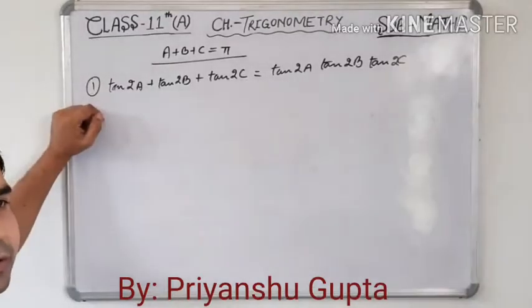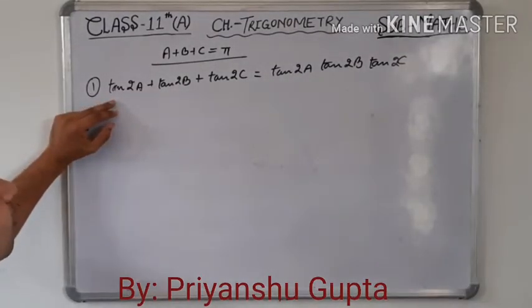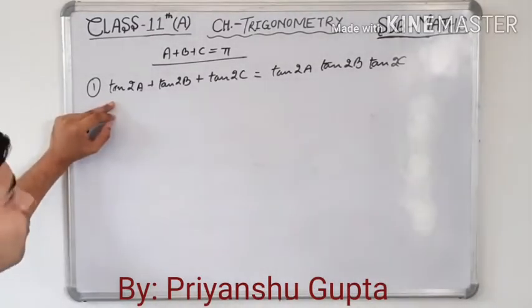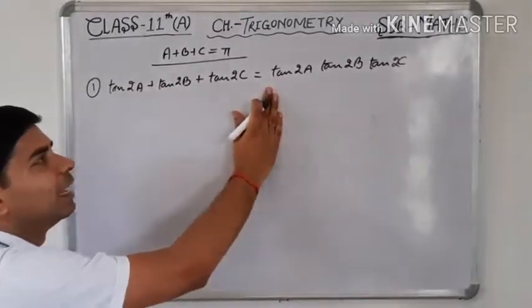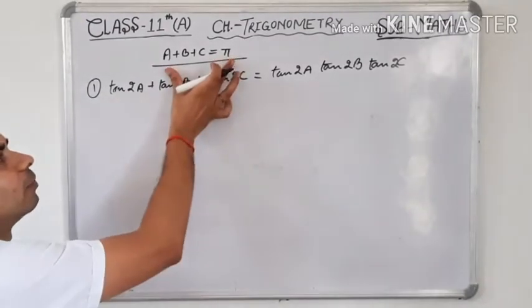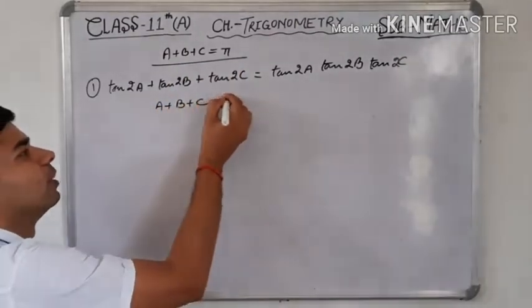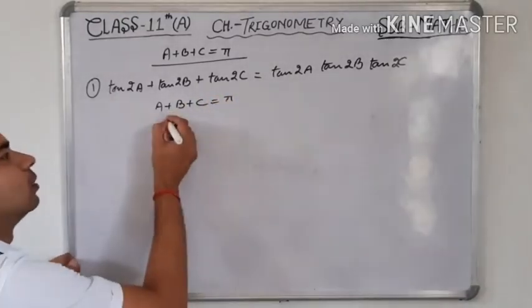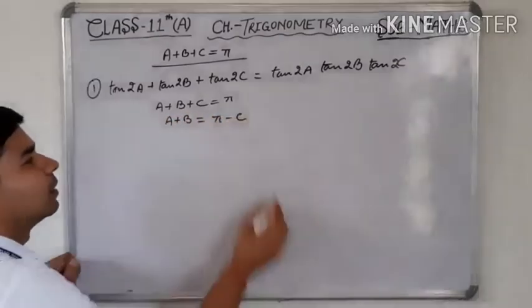In the previous video, we have seen the questions containing the functions sine and cos. But now we will see how a question of the tan function can be proved. If your question contains the function of tan, then we will start from the condition a plus b plus c equal pi. From this, a plus b equal pi minus c.